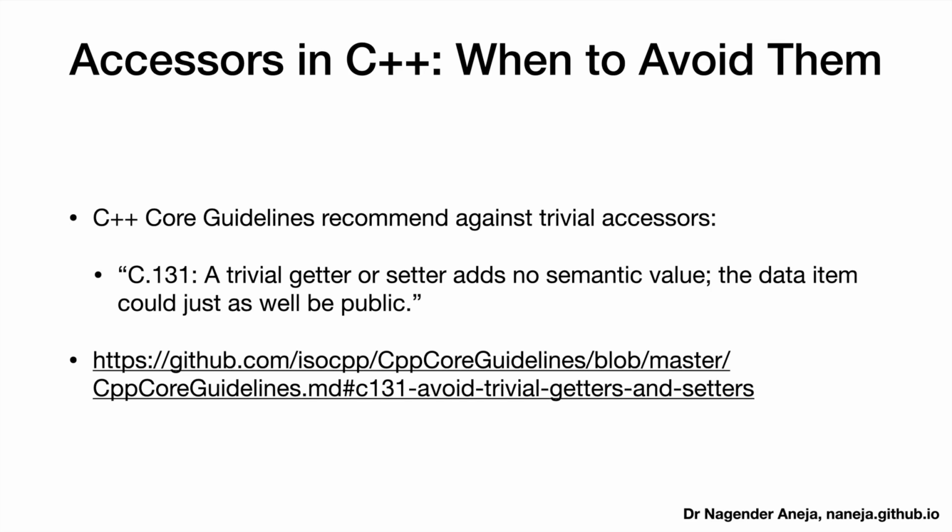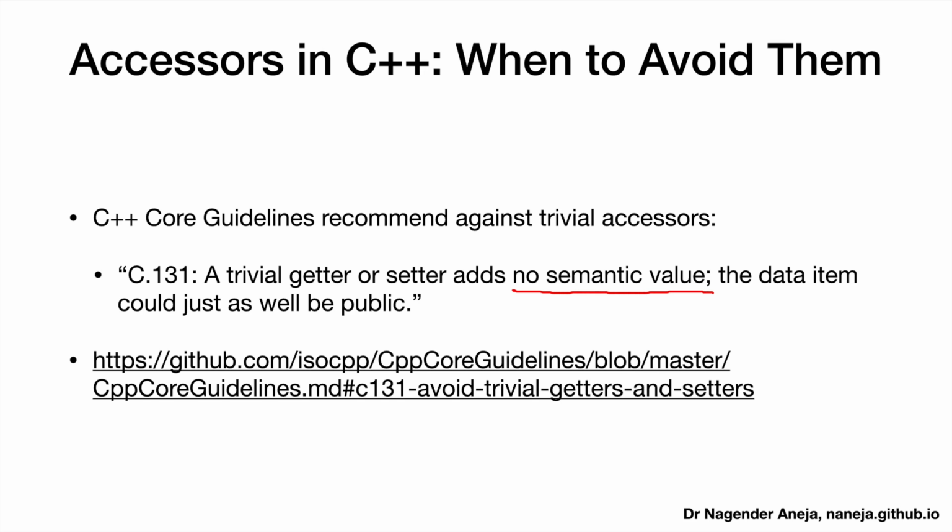So accessors in C++, when to avoid them. As you have seen, if we have two member variables, we have 4 functions. If we have maybe 10 member variables, then we are going to have 20 functions, because for each variable we need to have an accessor and a mutator. So each must have 2 functions. So what are the C++ Core Guidelines? The Core Guidelines recommend against trivial accessors. So what is a trivial accessor? One that adds no semantic value.